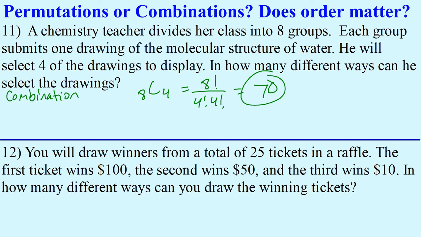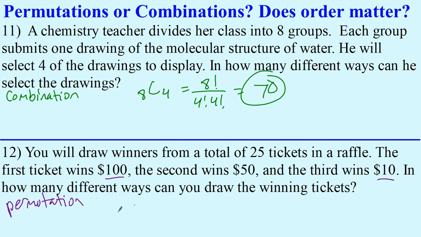All right, the next one is you draw winners from a total of 25 tickets in a raffle. First ticket, second ticket, third. How many different ways can you draw the winning tickets? Well, does it matter if you get called first or third? Yeah, look at that difference. I'd rather be called first, wouldn't you? So this is a permutation, right? I know it was 50-50 chance here, okay? But yeah, you want to know the difference.